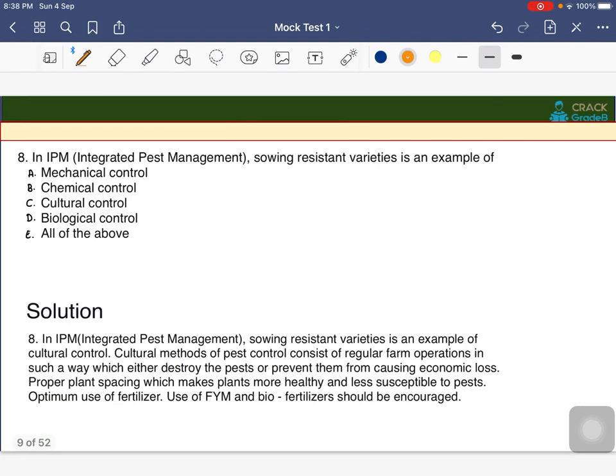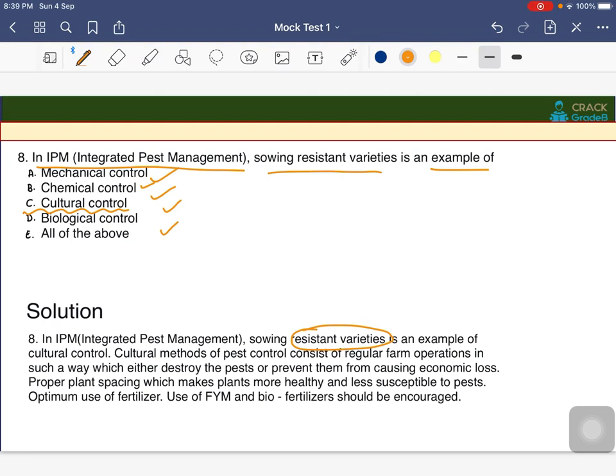Next question. In IPM, integrated pest management, sowing resistant varieties is an example of either mechanical control, chemical control, cultural control, biological control, or all of the above. Okay. In integrated pest management, growing resistant varieties is a cultural control, because we are cultivating resistant varieties. Hence it is a cultural control.